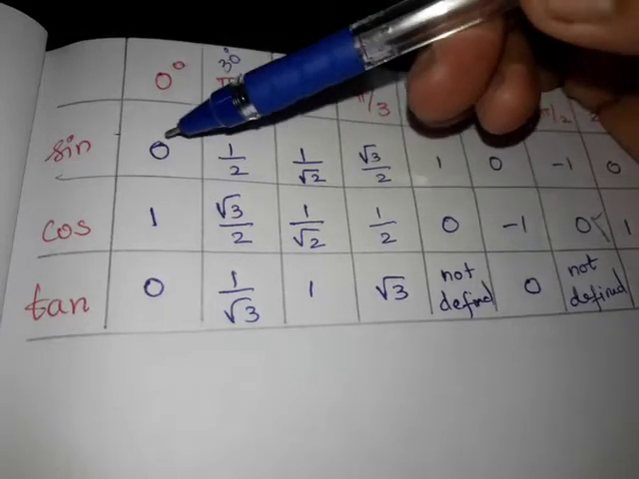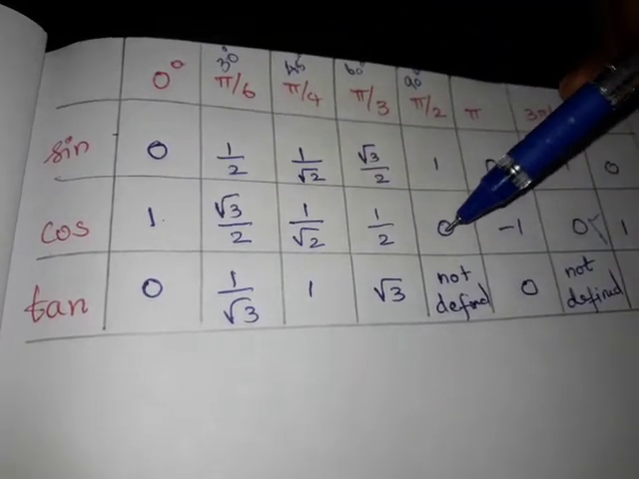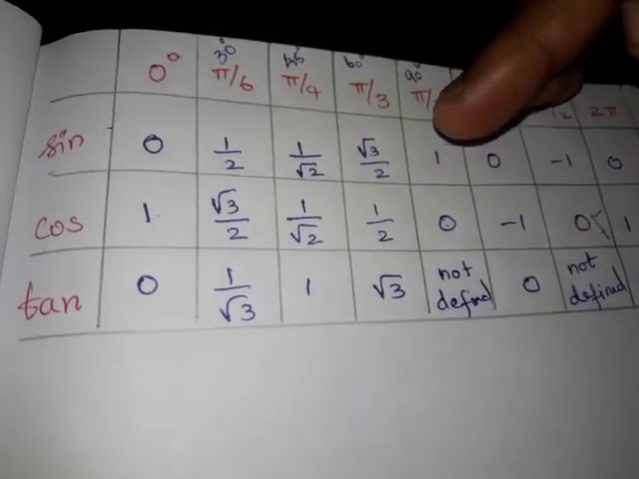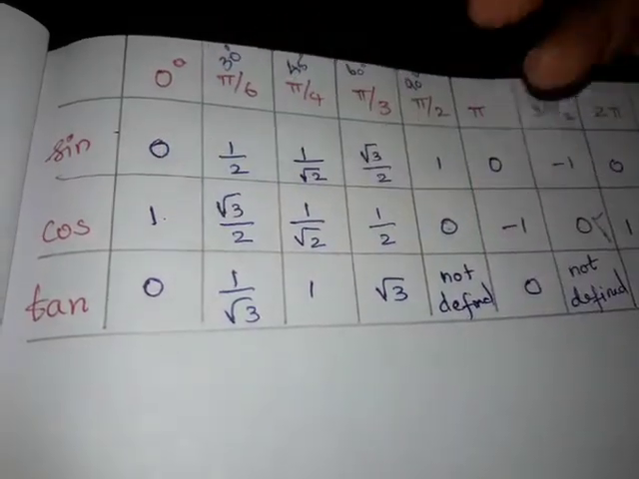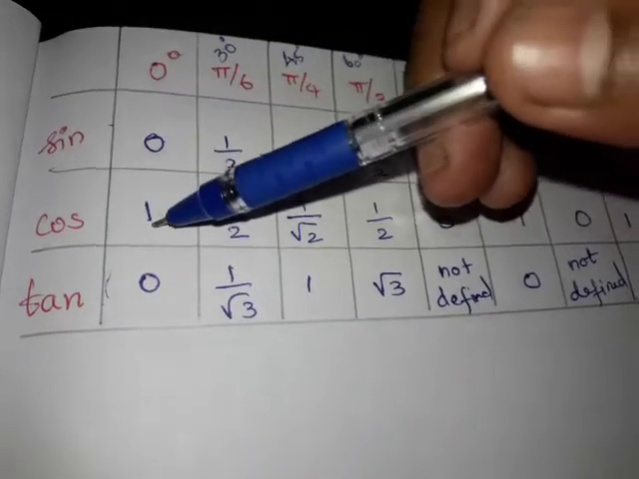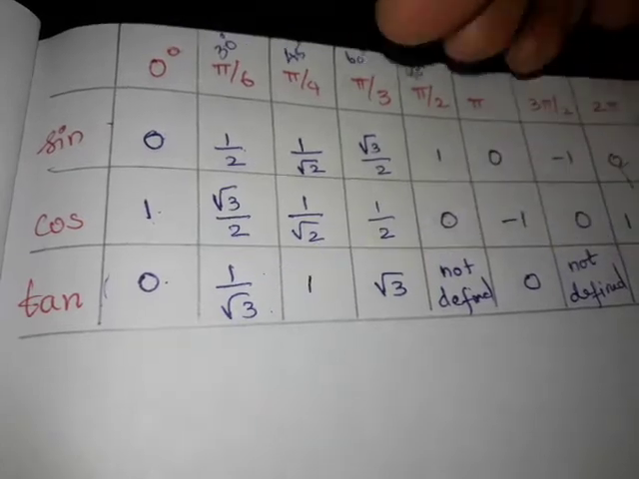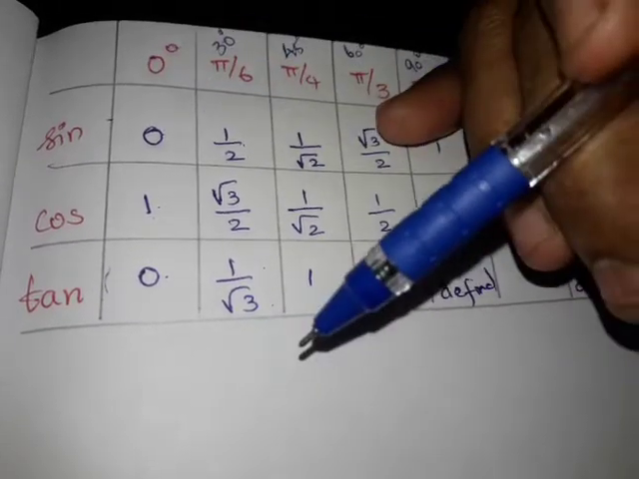So sine value will start from 0 to 1 and cos value from 1 to 0. This is how you can remember. Sine starts from 0 and at pi by 2 the value is 1. Cos value is from 1 to 0, the opposite of that, right? Then tan is nothing but the fraction of sine and cos. 0 by 1 will become 0. 1 by 2 divided by root 3 by 2 will become 1 by root 3. If you divide these two values, you will get tan values, because the definition of tan theta is sin theta by cos theta.